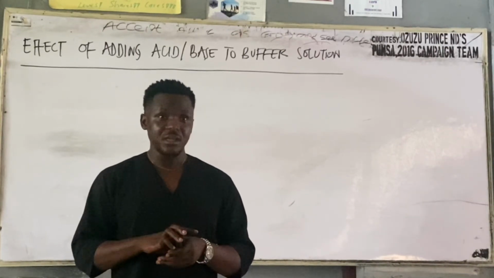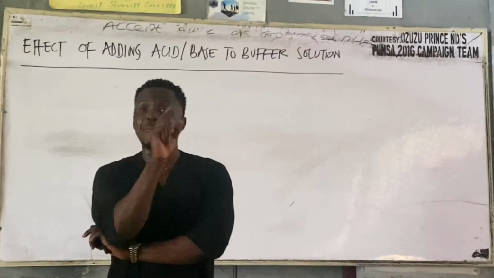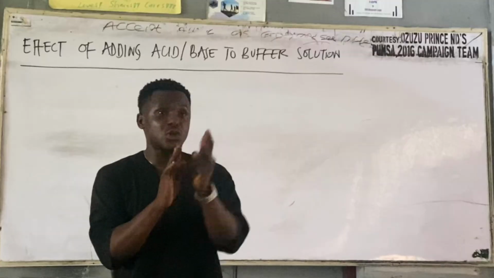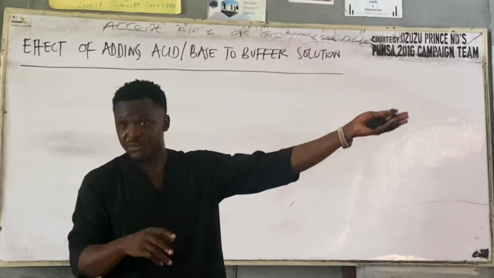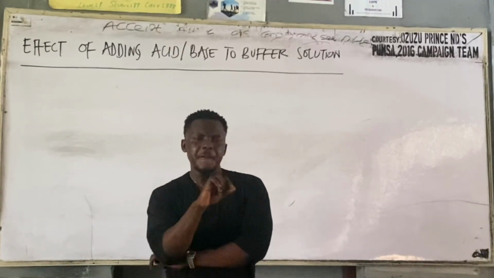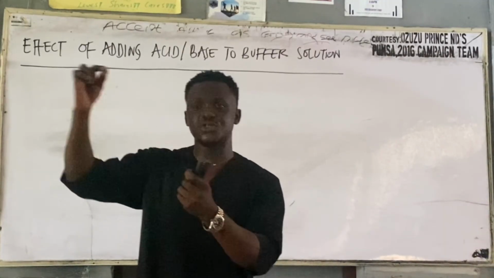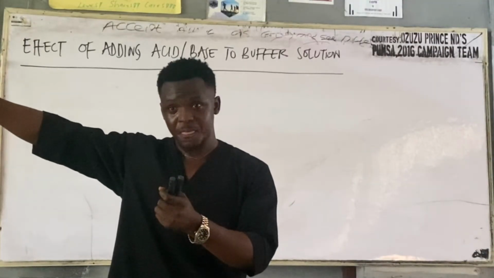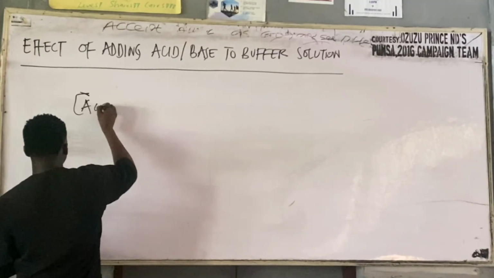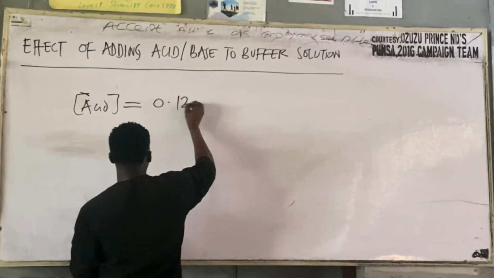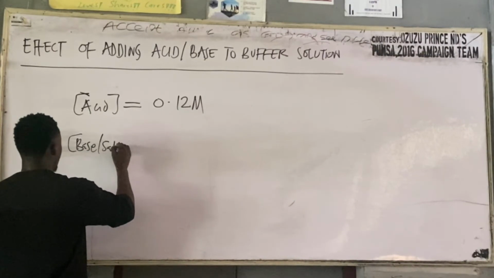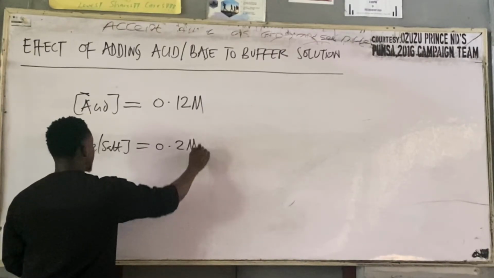It's very simple. If you add an acid to a buffer solution, remember a buffer has two components, right? The acid component and the salt. The salt component can be the base, as the case may be. If you add an acid to a buffer, that acid is going to increase the concentration of the acid in the buffer system by that amount. Let's assume the concentration of this acid is 0.12 molar, and the base or salt is 0.2 molar.